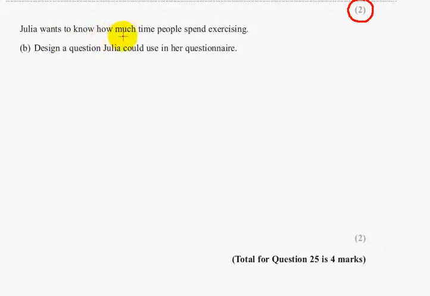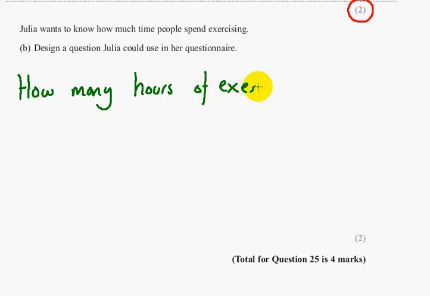Julia wants to know how much time people spend exercising. Part B, design a question Julia could use in her questionnaire. So an example could be, how many hours of exercise do you do in a week?